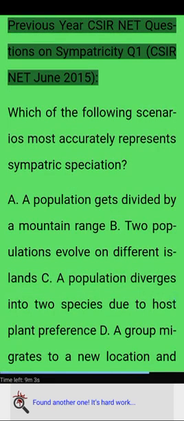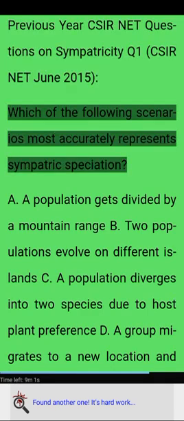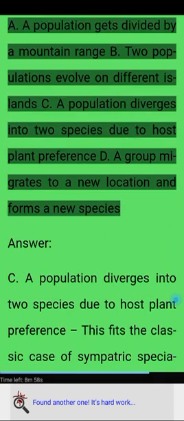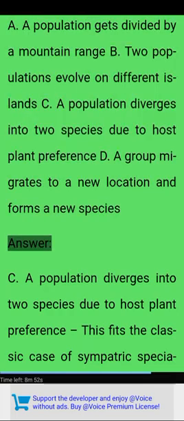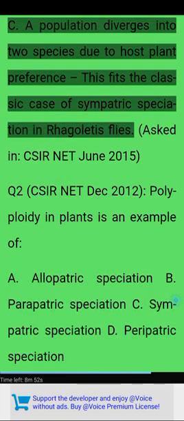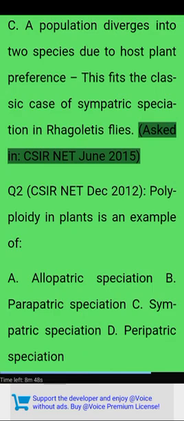Previous year CSIR NET questions on sympatric speciation. Q1, CSIR NET June 2015. Which of the following scenarios most accurately represents sympatric speciation? A, a population gets divided by a mountain range. B, two populations evolve on different islands. C, a population diverges into two species due to host plant preference. D, a group migrates to a new location and forms a new species. Answer: C, population diverges into two species due to host plant preference. This fits the classic case of sympatric speciation in Rhagoletis flies. Asked in CSIR NET June 2015.